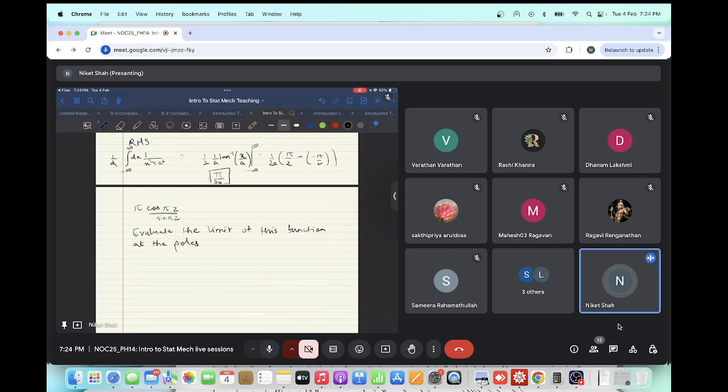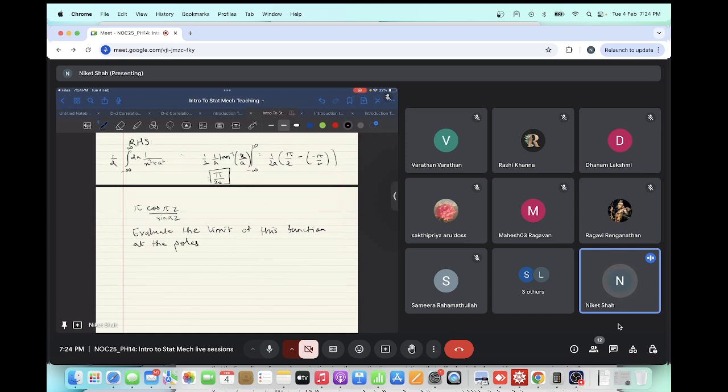The poles of this function are at z equal to n, right? Because in that case, the denominator becomes sine n pi, and the function shoots up. So that is why this is a pole. So I want to evaluate the limit of this function at all the poles. Basically, at all the integral values of z, I want to evaluate the limit of this function.